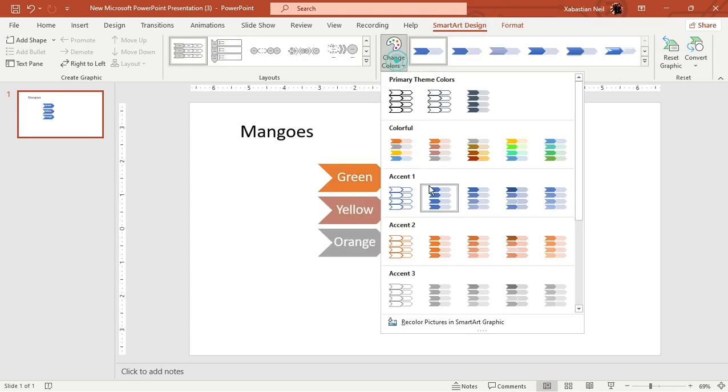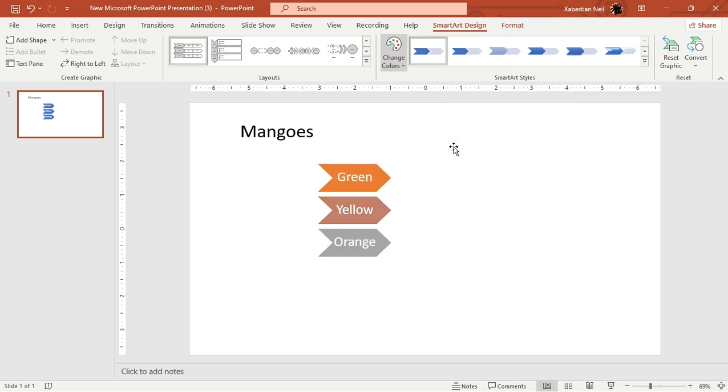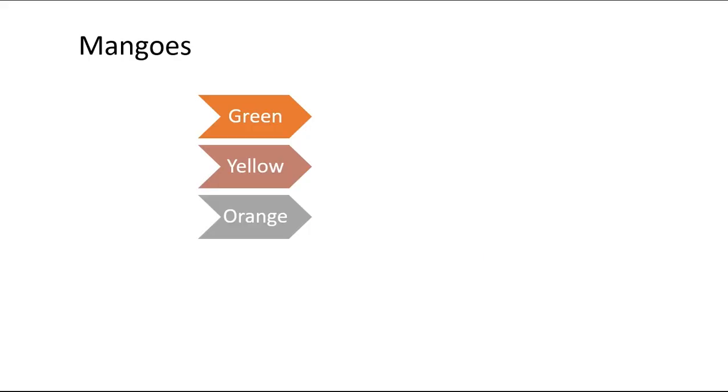Now you can change the color however you want it to be. And you can see that there are different types of primary theme colors and different kinds of colors which you can apply. And obviously when you go to presentation mode, you can see that this is a lot more interesting than just bulleted points.